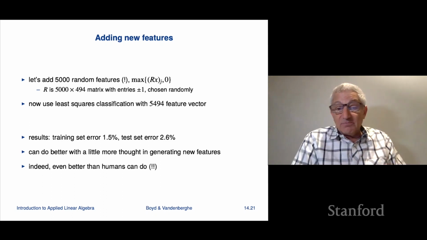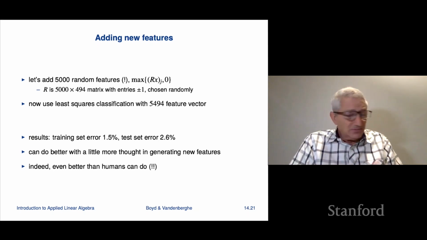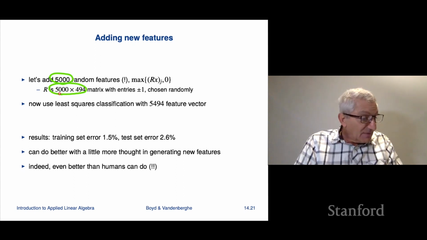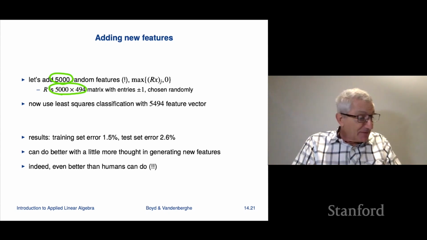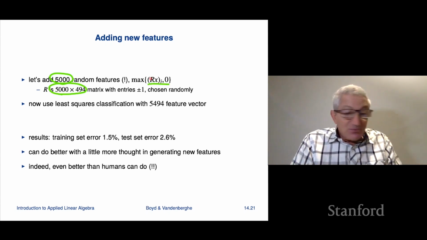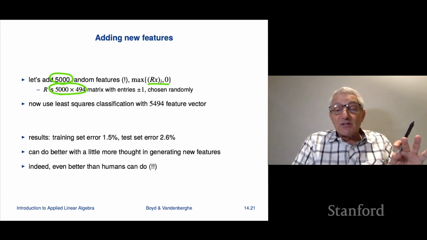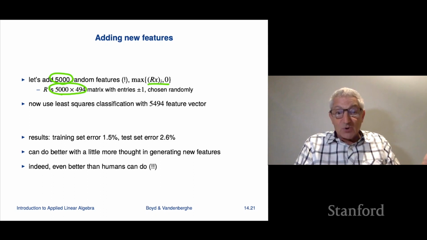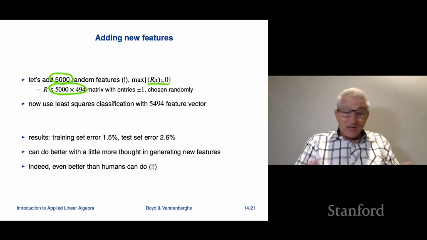So here, this is something that came up 5-10 years ago. We're going to make random features. So here's what we do. We're going to take 5,000 new completely random features. We're going to generate a random 5,000 by 494 matrix, and the entries are plus minus one. That's it. We just flip a coin and fill out this matrix. Then we form the max of Rx_j and 0, right? So this is crazy. It is utterly uninterpretable. It means absolutely nothing. It's very much like a neural network, which is something you may have heard about and you certainly will hear about in other courses. Okay, so that's just random features.